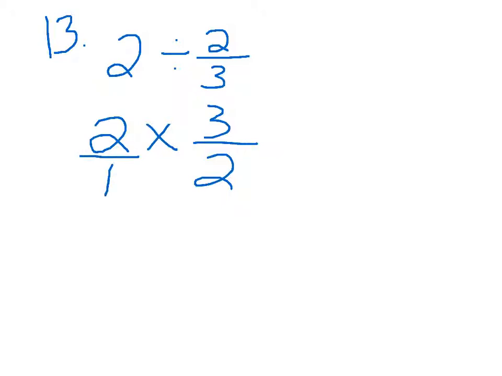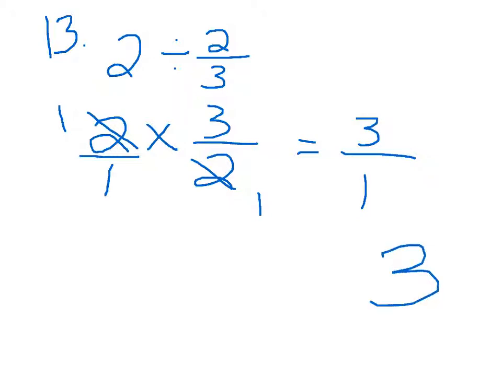Now, before I go, let's look for any common factors in either direction. So I can divide by 2 here, top and bottom. So I'll divide top by 2 and divide the bottom by 2. Remember, whatever you do to the top, you got to do to the bottom. All right, multiply straight across, and you will get an answer of 3/1, or just simply the whole number, 3.